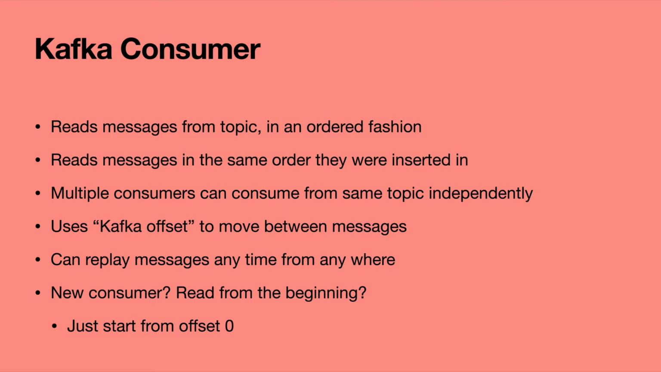As the consumers are reading from Kafka, they use offset to move between messages. So let's say they're going to start from 0 and then add 1 to it, and then add 1 to it, add 1 to it, and keep going forward.